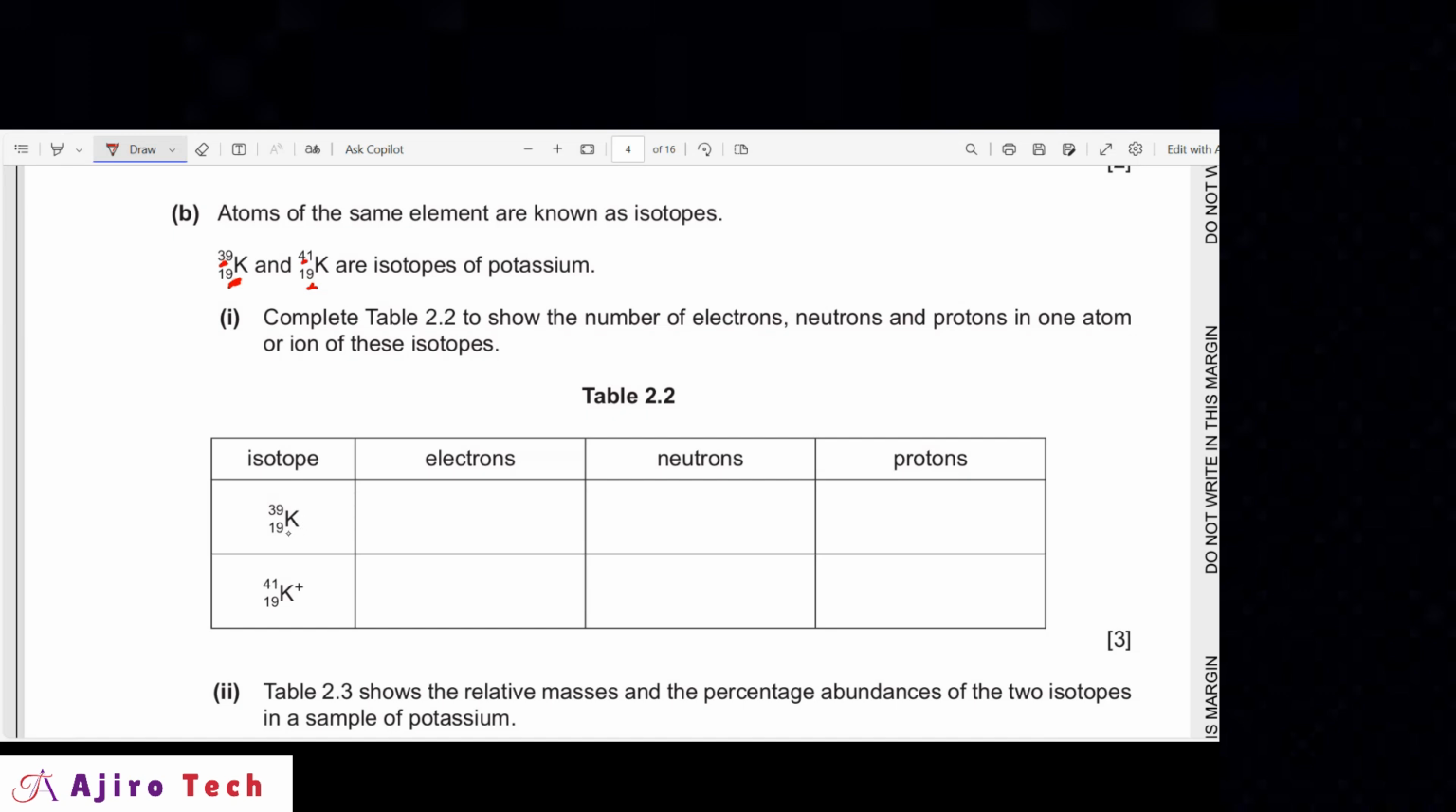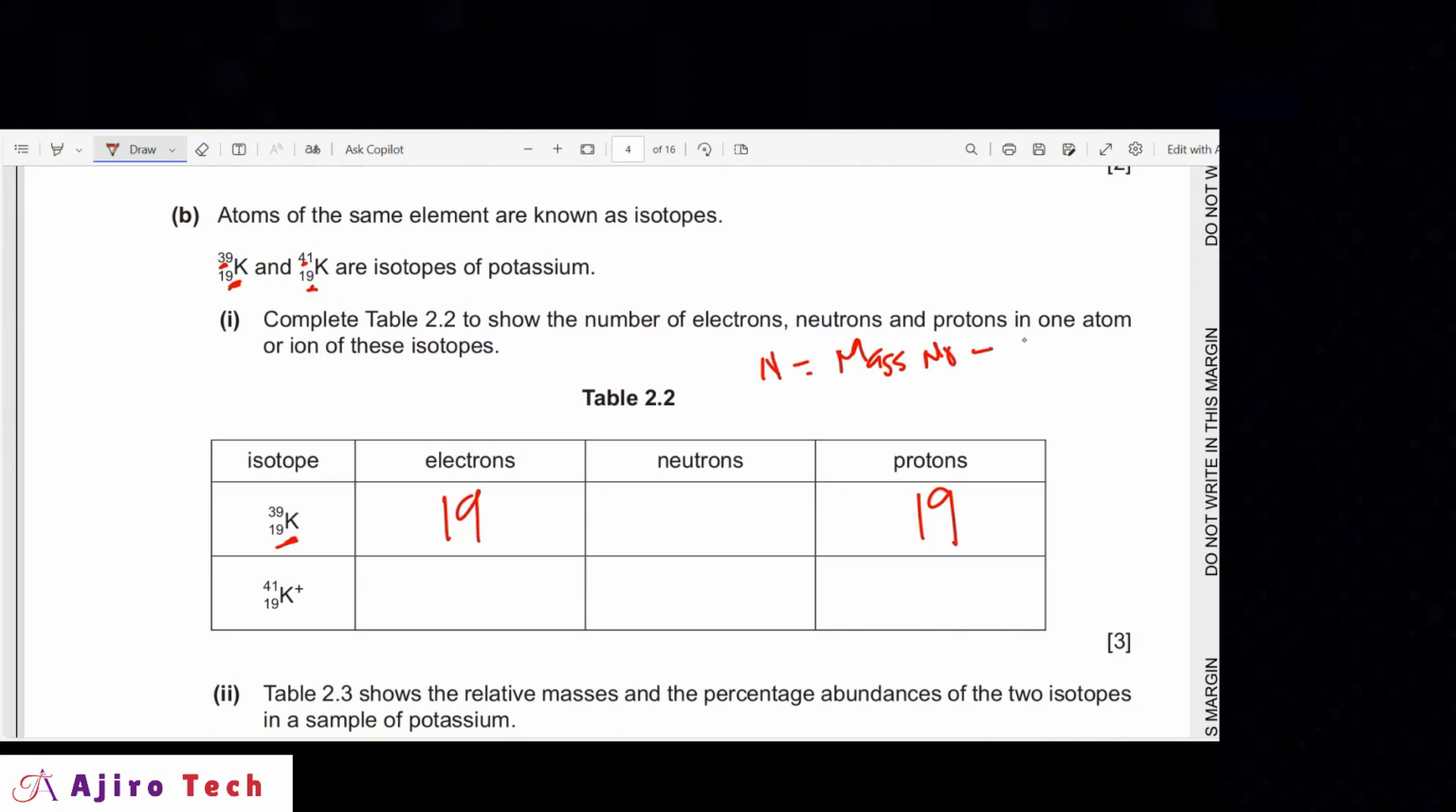All right. Since the potassium proton number is 19, obviously protons is 19. And since it's a neutral atom, meaning it is not charged, the number of protons is equal to the number of electrons. And then how do we get the number of neutrons? Neutrons is equal to the mass number, or the nuclear number, minus the proton number. So we have basically 39 minus 19 here. That's obviously 20. So 20 is the answer here.